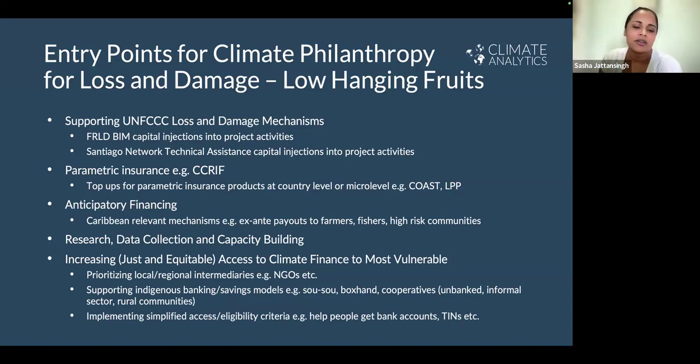Then also looking at how we can support indigenous banking and saving models. We have Susu and Boxan, and also the importance of cooperatives. This is really ensuring that the unbanked, the informal sector workers and rural communities are able to access finance for themselves. It's not a handout. It's how you preserve dignity, really and truly, not like somebody's begging. It's trust based, and in the Caribbean it's something that communities and families do all the time.